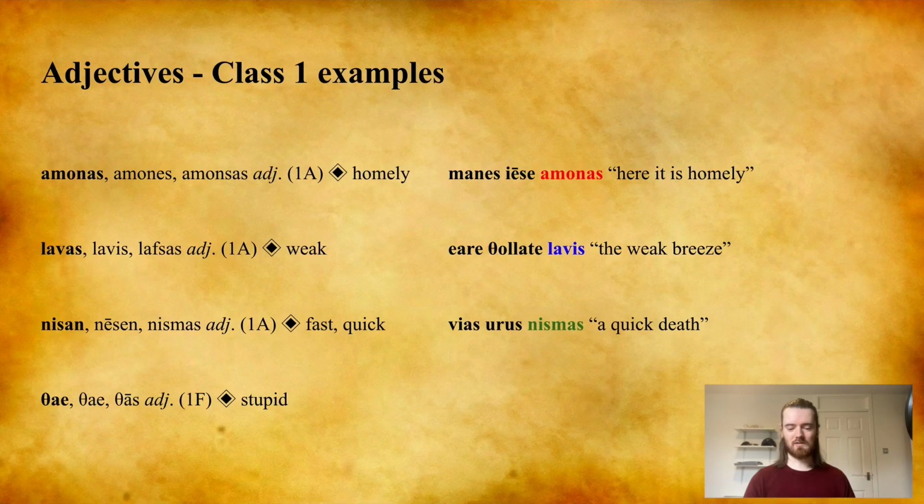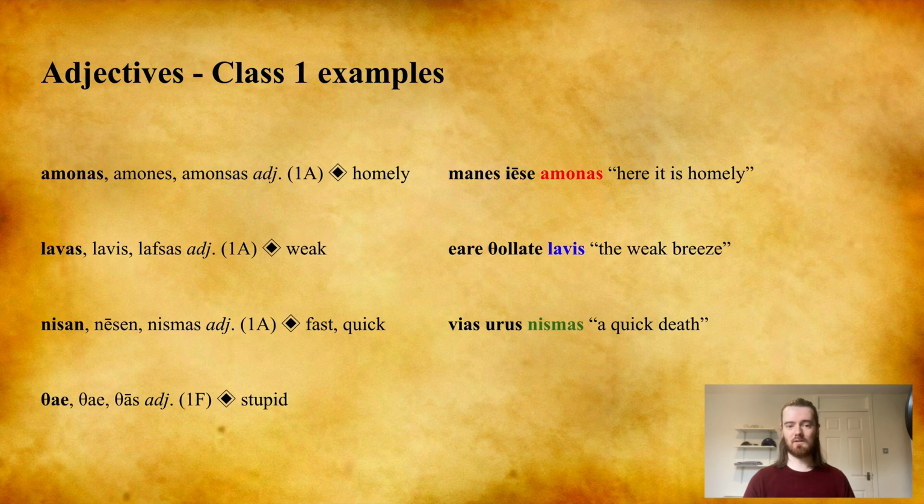And now for our third example, we use nisan, neesan, nismas, which means fast or quick. In case anyone thinks that there's some kind of a reference there to Nissan cars, there isn't. It just happens that Nissan comes from the root nis, which is related to things that are quick, and also things that are peaceful. So our example sentence here is vias uros nismas, which means a quick death.